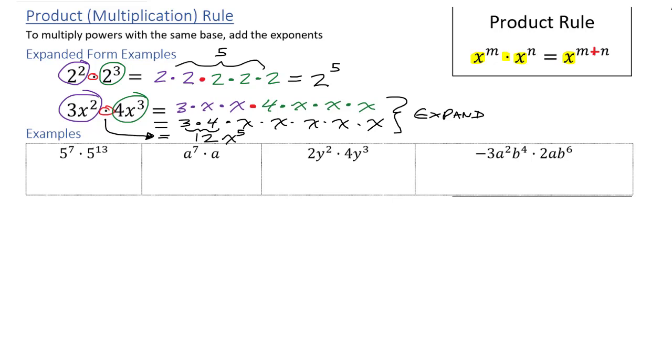Now, these 4 here are pretty easy. Let's just plow through them really quick without expanding. So obviously, I'm just going to add the exponents. It's 7 plus 13. Even when you're doing your homework, you can skip that step and just go to 20, right? 5 to the power of 20.